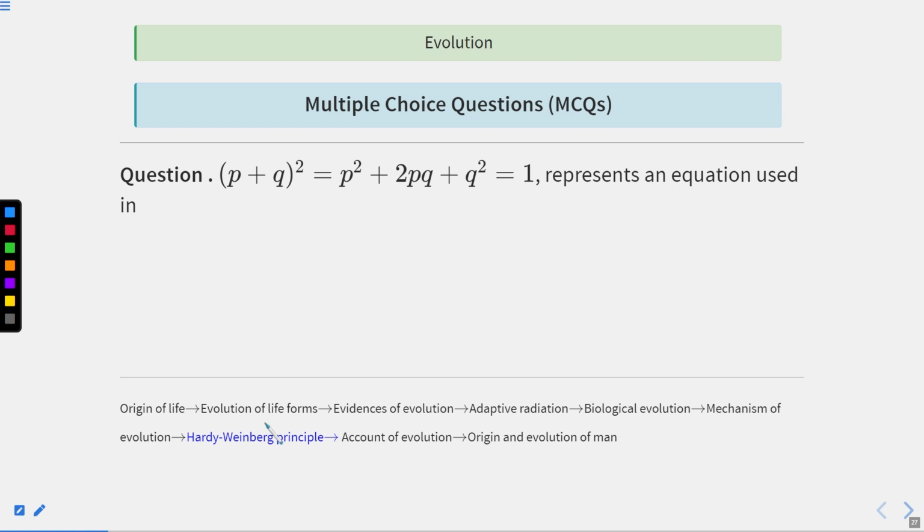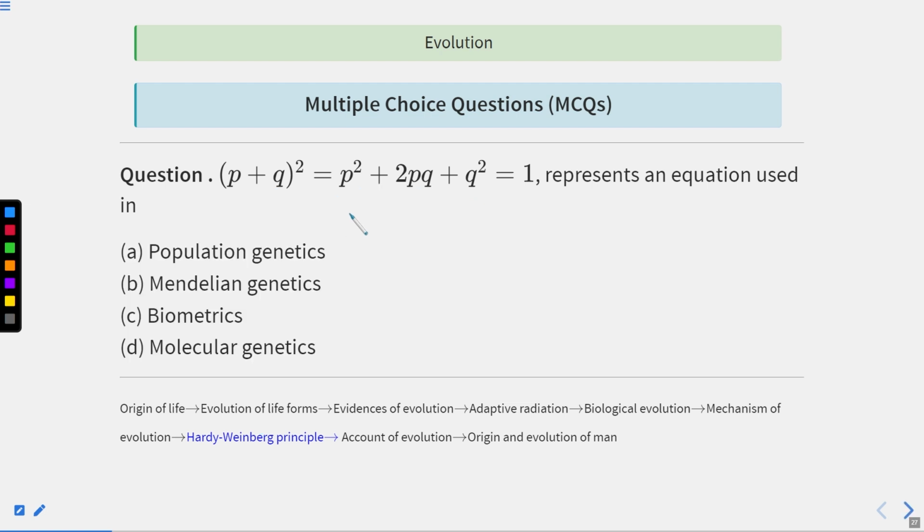Now next question is based on the Hardy-Weinberg principle. Okay, so this is the equation for Hardy-Weinberg. You already know (p + q)² = p² + 2pq + q² is always equal to 1. So this is the Hardy-Weinberg equation, you can say. Okay, so this p² represents the homozygous dominant individuals, 2pq is the heterozygous individuals, and q² is the homozygous recessive. Alright, this is clear.